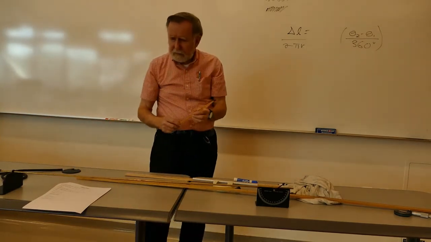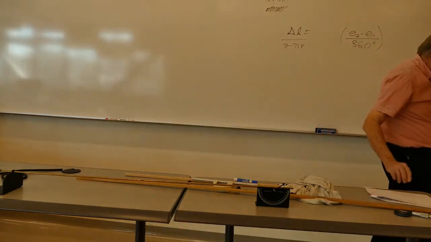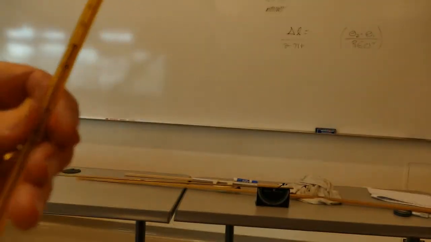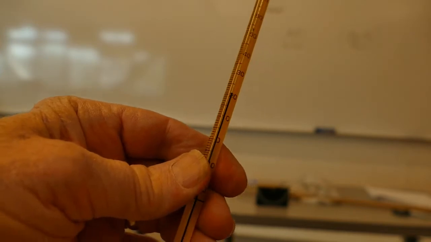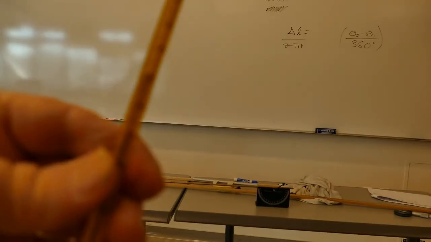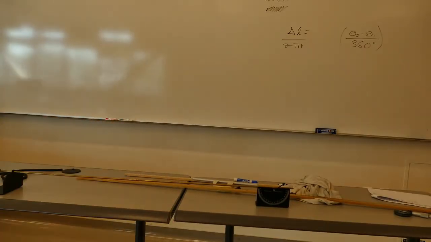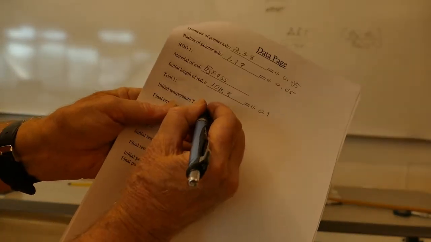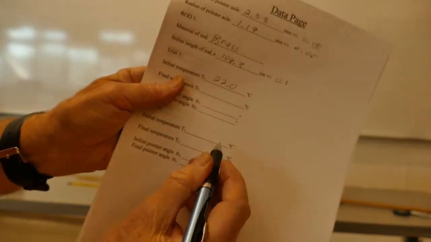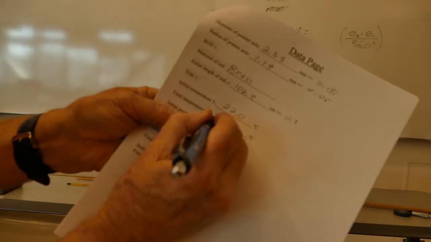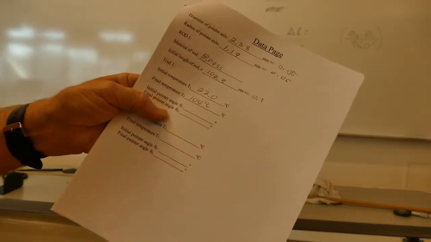First we need to find an initial temperature, which is just room temperature. So using our thermometer, we're going to read the initial temperature of the room. I don't know how well you can see that in video, but it looks like about 22 degrees Celsius. So again, on your data page, for initial temperature, 22.0 degrees Celsius. The final temperature is going to be the temperature of the steam, which we're going to take to be the standard 100 degrees Celsius.